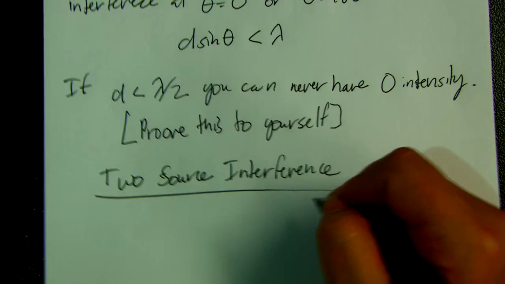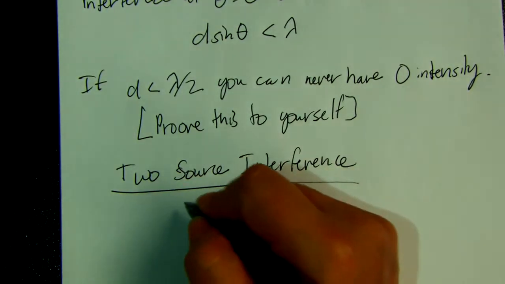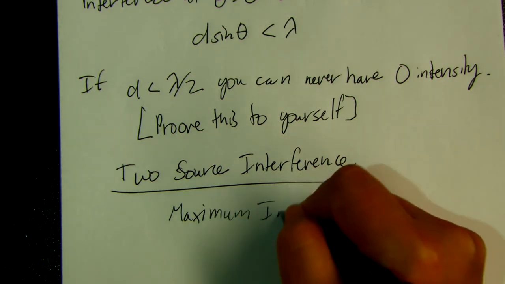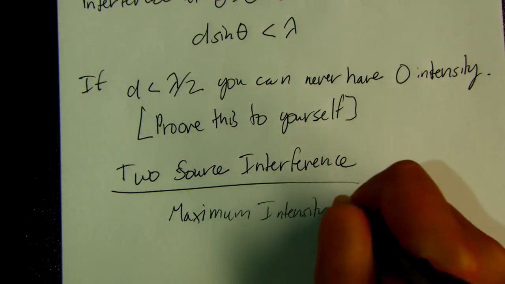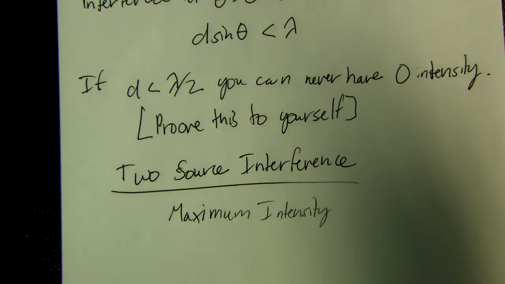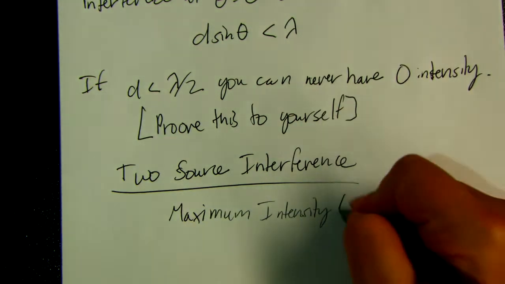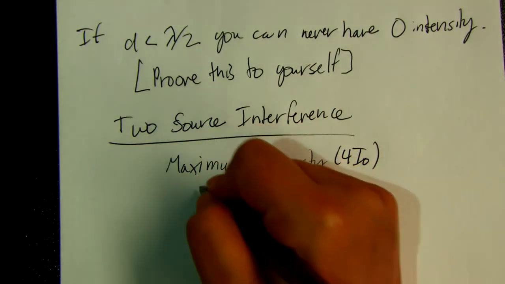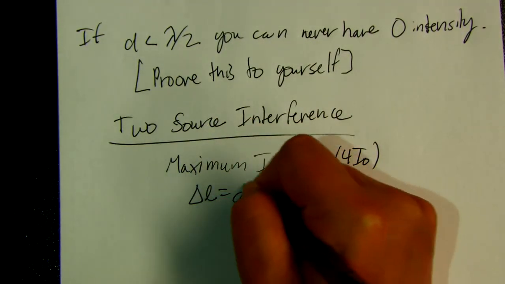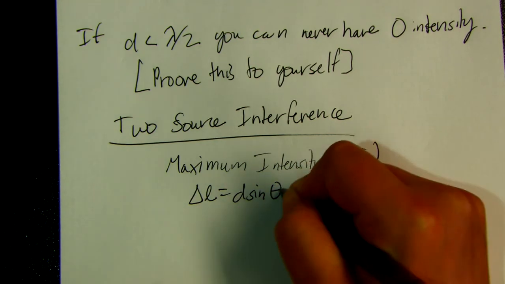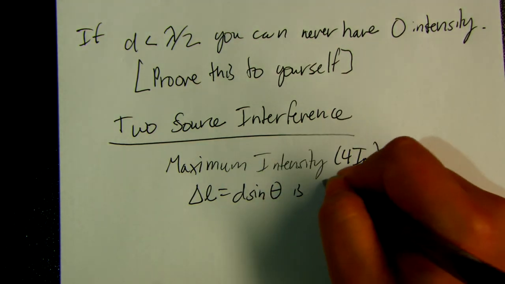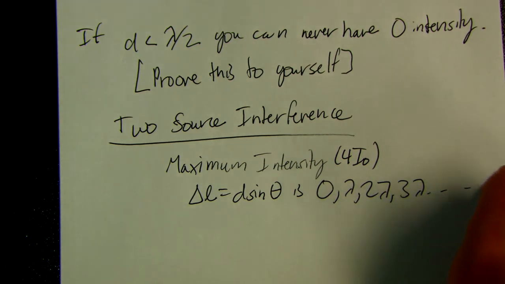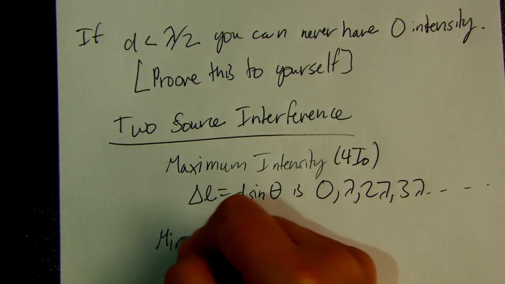So, maxima intensity, so this would be 4 times the original intensity I naught. Delta L is equal to d sine theta. So this would be at 0, lambda, 2 lambda, 3 lambda, etc. So I'm just kind of compiling ideas together.